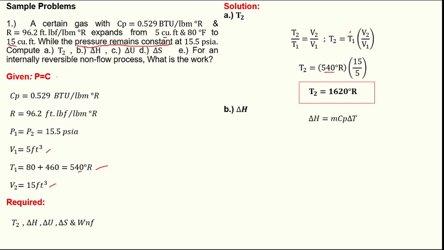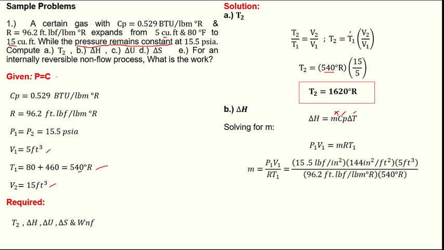Okay, next. So, delta H, lagi yung mCp delta T. Meron ba tayong mass? Wala, no? So, kailangan kunin pala natin yung mass. Meron tayong Cp, meron. Delta T, meron. So, solving for mass, ang gagamitin natin, PV is equal to mRT. Then, cross-multiply natin, magiging P1V1 over RT1. Substitute, meron tayong P1, which is 15.5 PSI absolute or pound force per inch squared. Kailangan natin feet squared, so convert natin 144 inch squared is equal to 1 feet squared. V1 natin is 5 cubic feet. R natin is 96.2 foot-pounds per pound mass degree Rankine. Then T1 natin is 540 degree Rankine.